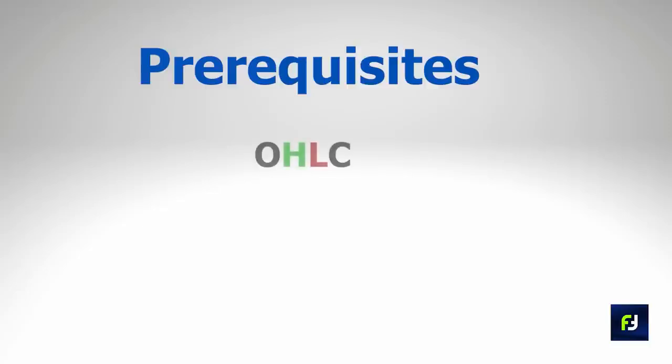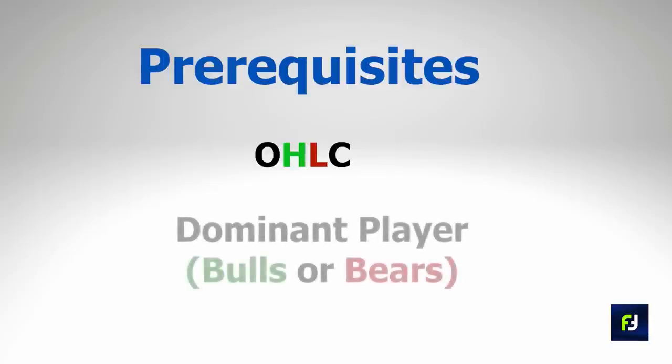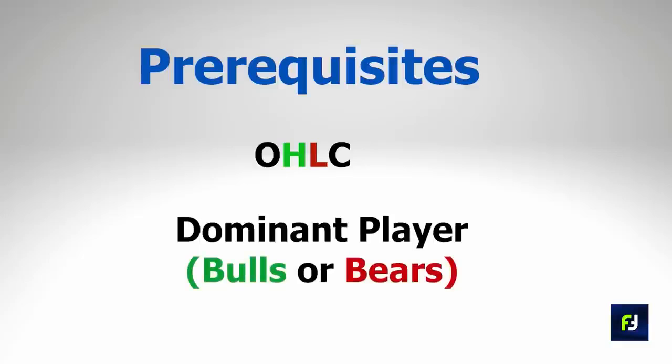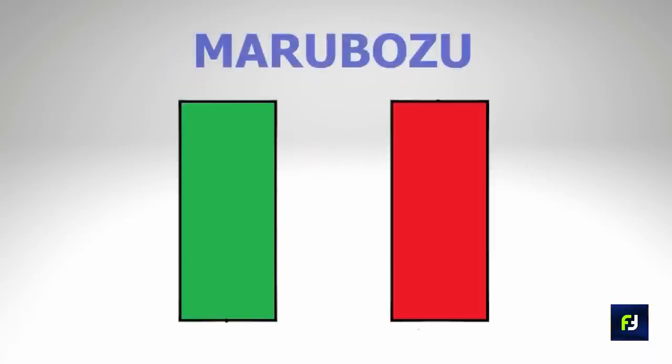Number one is the open, high, low, close, or the OHLC of the candles. And number two is to figure out who is more dominant in the market, whether it is the bulls or the bears, or simply the buyers or the sellers at a particular time period. Let's start our discussion on the first category of candlesticks. These candlesticks are called Marubozus. Let's look at the first type.